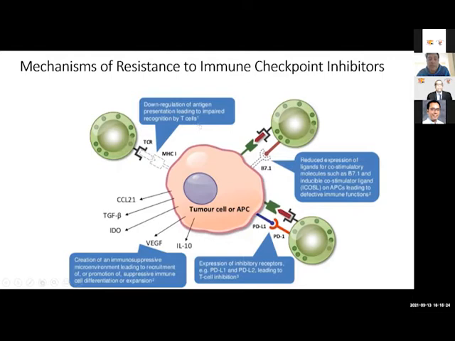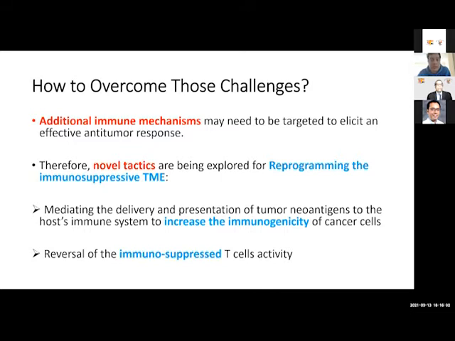So this is a figure summarizing the reasons for the development of resistance to immune checkpoint inhibitors. It can be downregulation of antigen presentation, like here, which leads to loss of signal 1, which comes from the interaction of the major histocompatibility complex and the T cell receptor. It can be reduced expression of some co-stimulatory ligands, which leads to loss of signal 2. It can also be the interaction of PD-1 and PD-L1, or other immunosuppressive cytokines and growth factors like TGF-beta, interleukin-10 and VEGF, that reduce the activity and cause exhaustion of T cells. So how do we overcome those challenges?